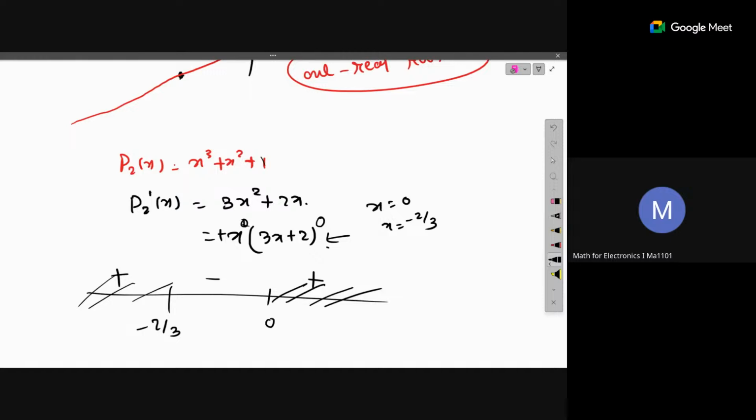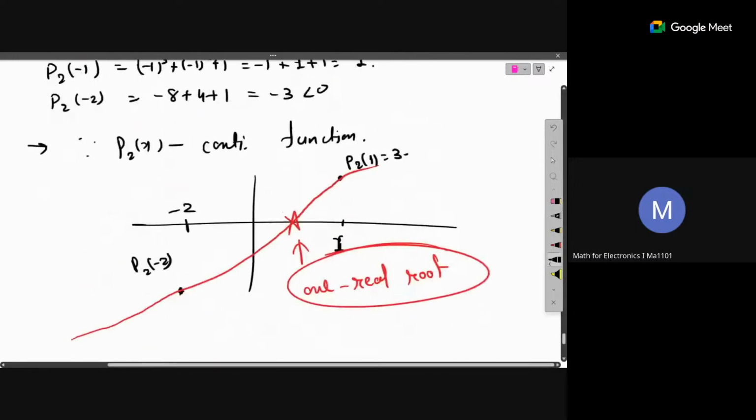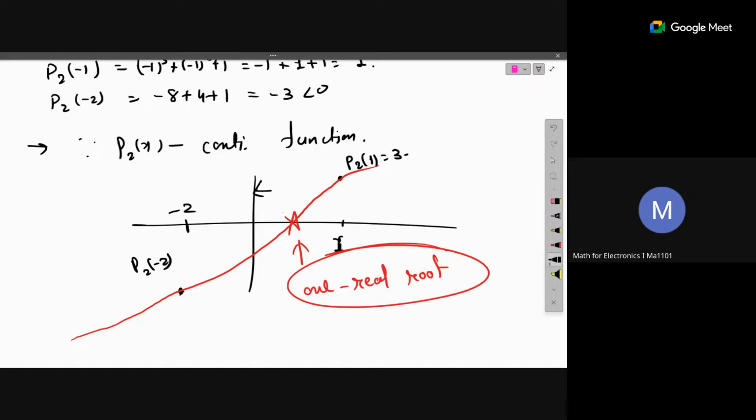So here what you are getting, this will imply that P2 dash of x is actually strictly greater than 0 for all x greater than or equal to 1. So that means no matter whatever x we take from greater than or equal to 1, the function will be increasing in this particular way. So once it goes up, it won't come back. So this will give us a guarantee that there will be only one real root.